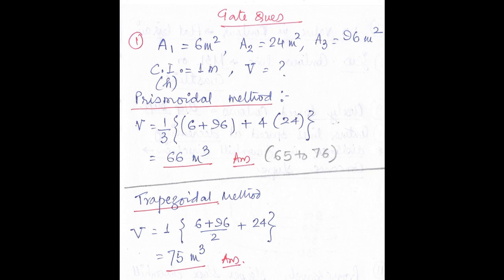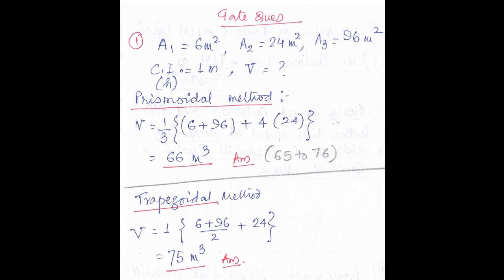So 1 by 3 within bracket the first area, that is the A1. What it is? It is 6. And what is the last area? That is A3. That is what? 96. Bracket close. Plus 4 times we have to take the even areas. So here even areas means A2 is there. So 4 into 24. So if we calculate, the value comes out to be 66 meter cube. In the answer it was given the range of the answer should be between 65 to 76. So this answer is correct.